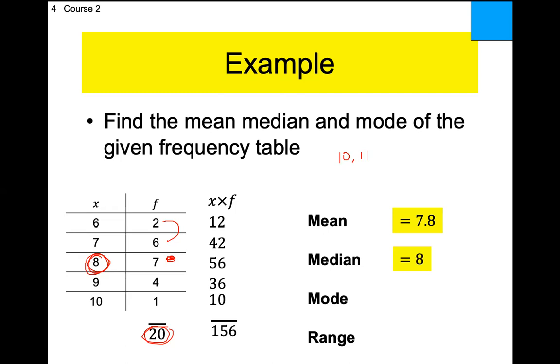The mode, we find which one has the most. There's more 8s than any other number, so it's 8. And the range is the biggest number minus the smallest number. The biggest number is 10. The smallest number is 6. 10 minus 6 is 4. There you go.